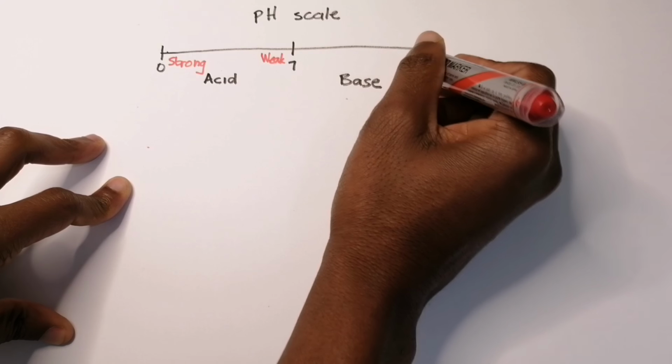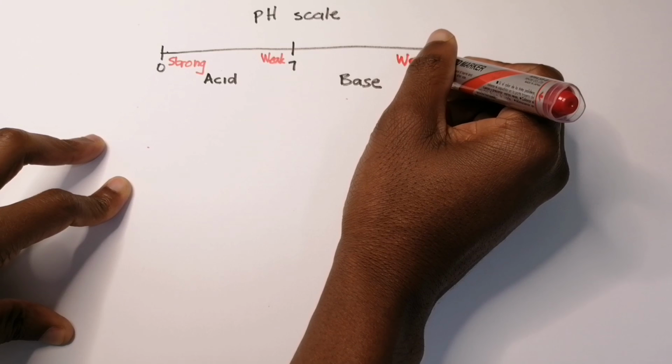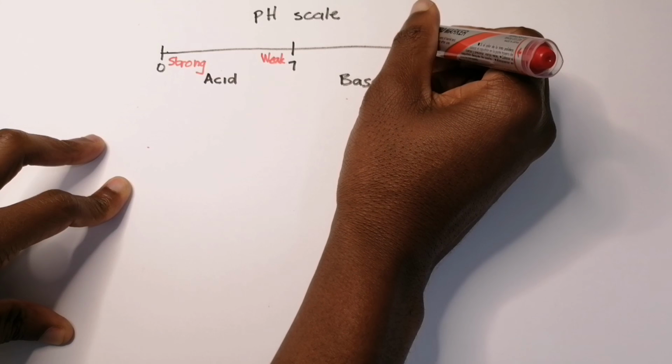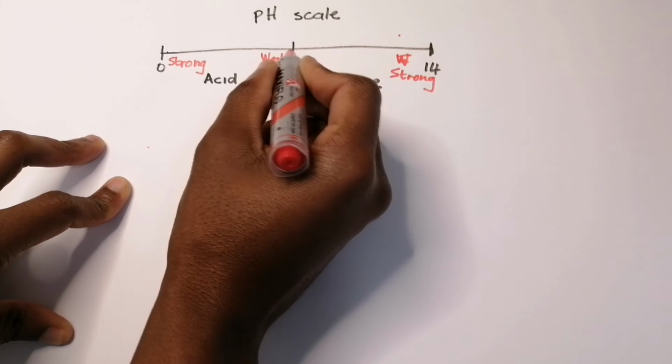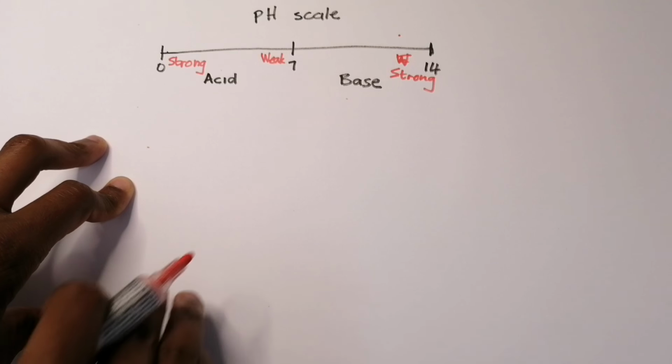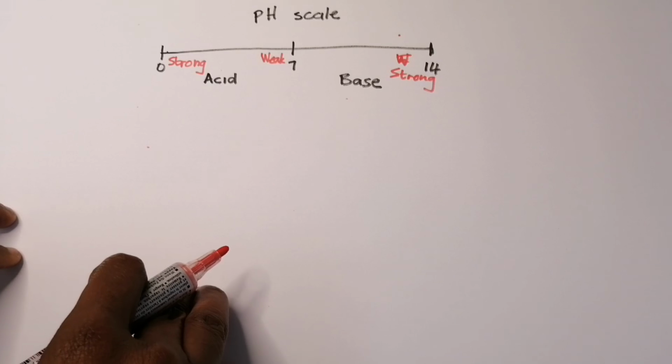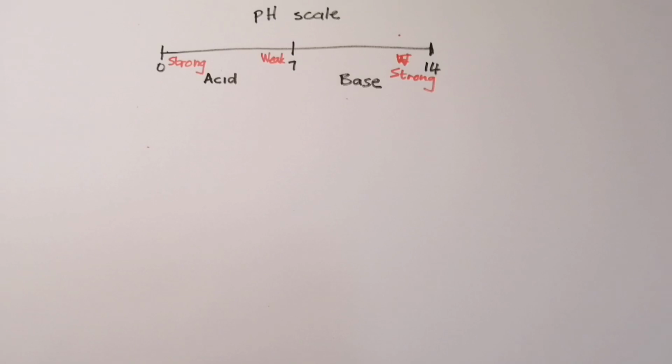We know the ones that lean more towards 14 are the stronger bases. And obviously leaning more towards the 7, those are the weak bases. But I want us to focus on this today, right? And as I did say, you've got 3 strong acids, right?